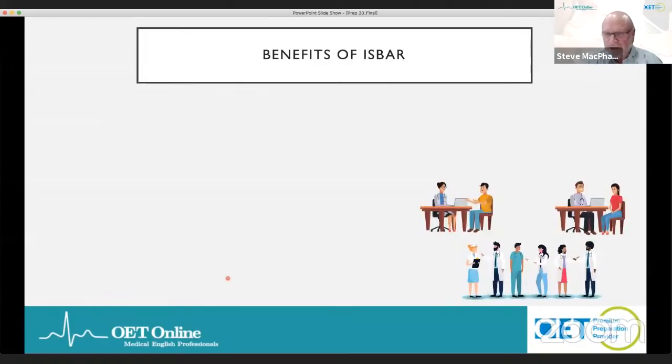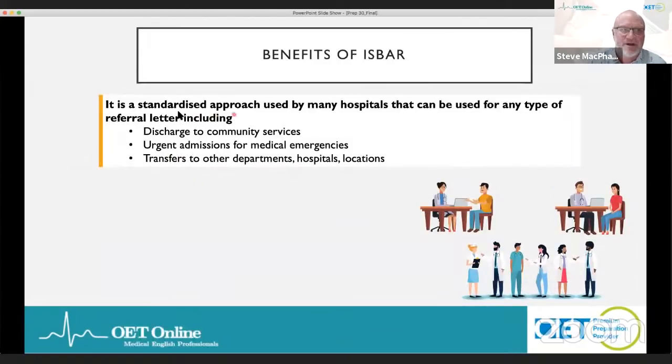Okay, a couple more things about the benefits, everyone. It's a standardized approach used by many hospitals, and it can be used for any type of referral letter. It can be a discharge to community services. It can be used for urgent admissions for medical emergencies. It can be used for transfers to other departments, hospitals, locations, and so forth. So it's those big three types of tasks that nurses face, and other professions really, that it's really useful for.